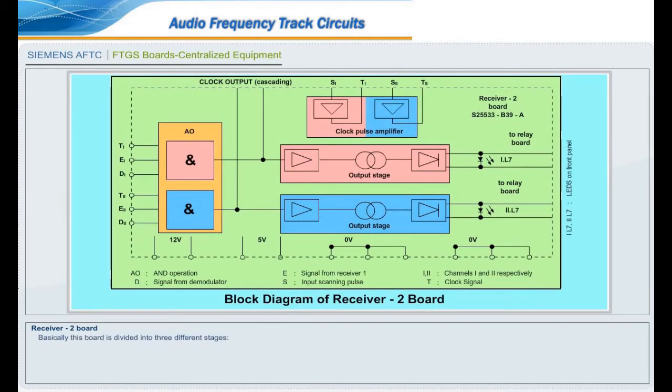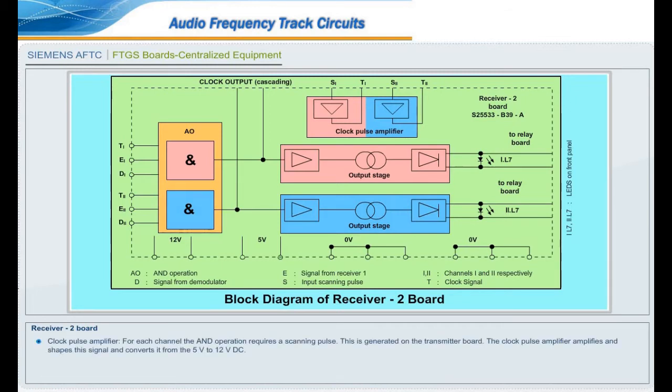Receiver 2 board. Basically, this board is divided into 3 different stages: clock pulse amplifier, dynamic AND operation, and output stage. This board consists of 2 identical channels for safety reasons. Final output track relay is driven by each channel. Clock pulse amplifier: for each channel, the AND operation requires a scanning pulse. This is generated on the transmitter board. The clock pulse amplifier amplifies and shapes this signal and converts it from 5 volt to 12 volt DC.